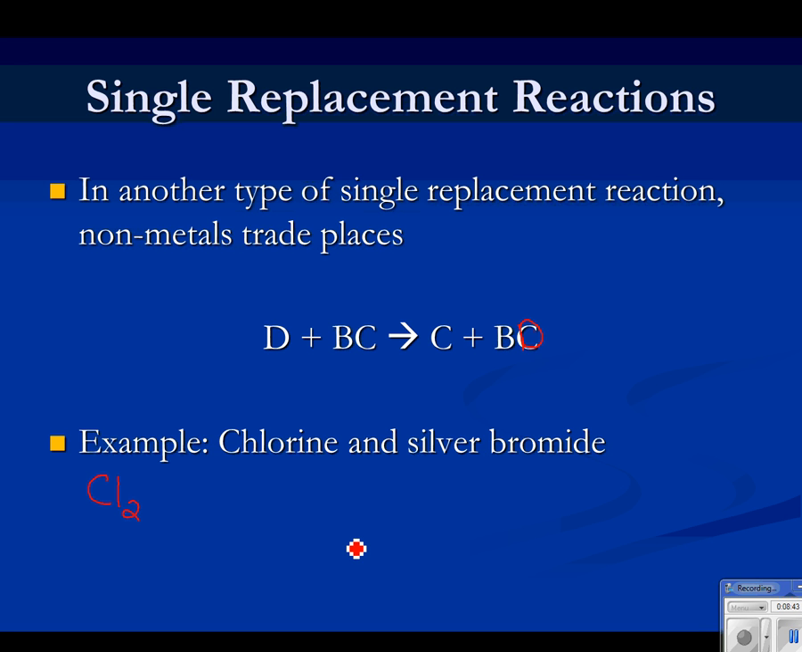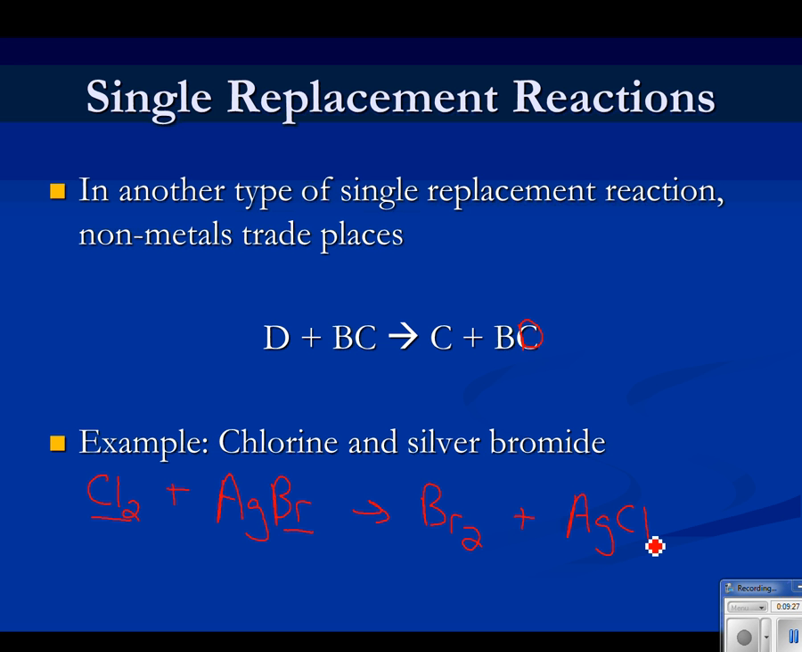Back to our example, we have chlorine and silver bromide, a single replacement reaction where the nonmetals are trading places. We have chlorine, which we know is a diatomic element, so it'd be Cl2, plus silver bromide. Silver is Ag, bromide is Br. Therefore, our chlorine and our bromide, which are the nonmetals, switch places. So we're going to have Br, and again, bromine being a diatomic element, Br2, plus silver chloride, AgCl.